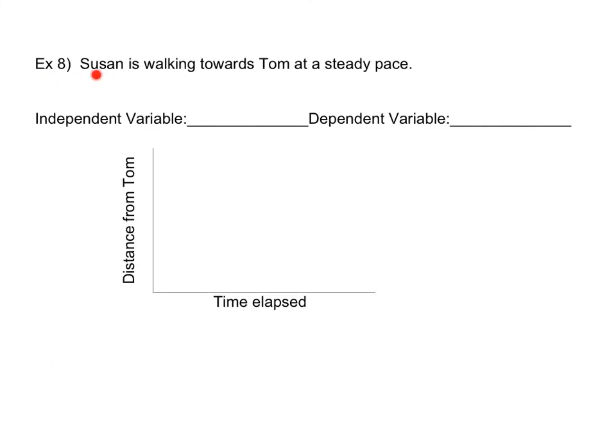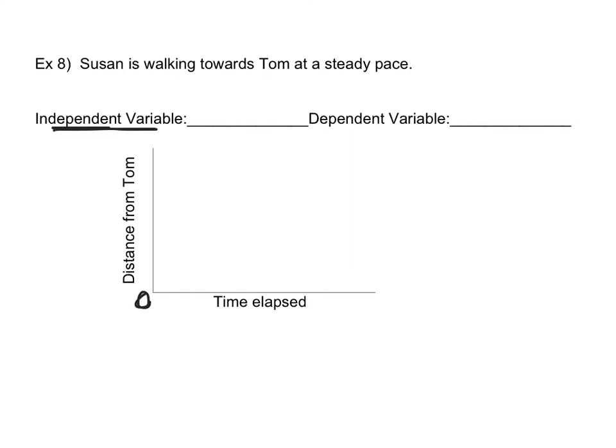Okay, here we have example 8. We're going to draw a graph now. Susan is walking towards Tom at a steady pace. So here, let's draw this graph, write this down. We have time elapsed, so the time is going by, and distance from Tom. Susan is walking towards Tom, and this is the distance from Tom. So distance from Tom, we would say this would be maybe 0, right? And we don't know what the time is. We don't exactly know how far they are. But let's just pretend.